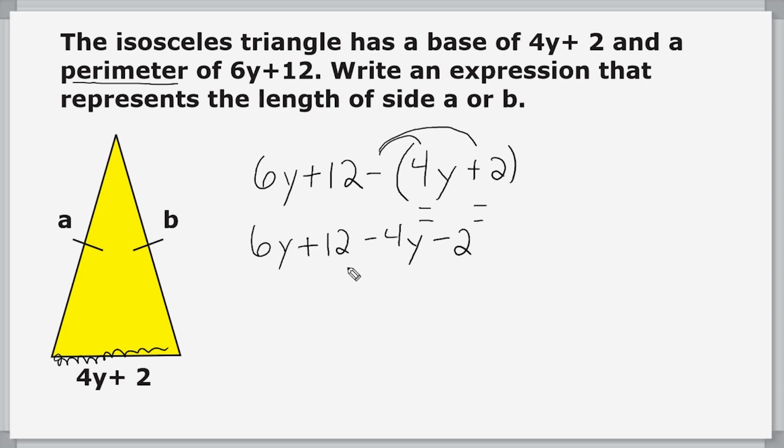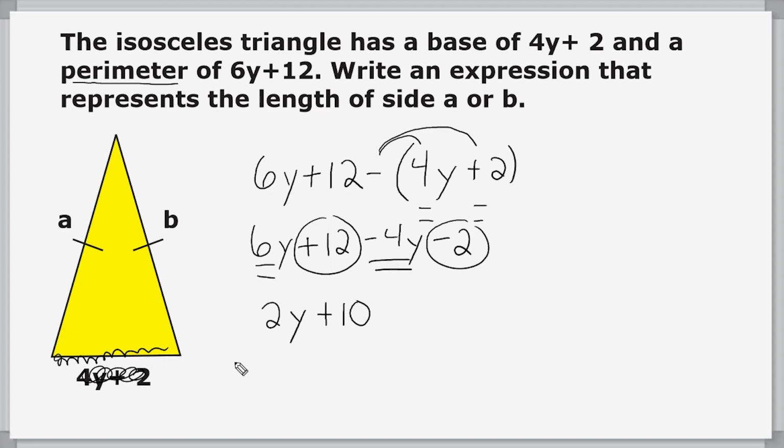All right, now we can combine like terms. We're going to take 6y and subtract 4y, which leaves us with 2y. And then we combine our constants of positive 12 and negative 2, which leaves us with positive 10. So we just write plus 10. Now, what we have in this expression right here is a distance of A and B added together. We got rid of this part of the total perimeter.